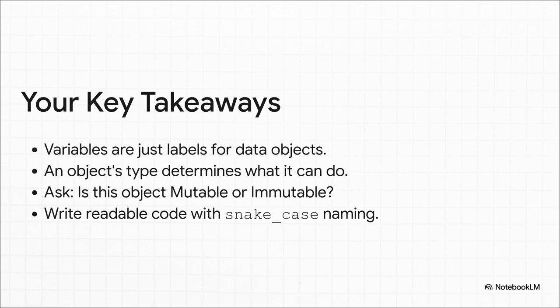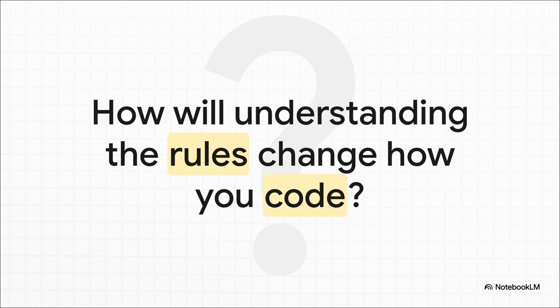Third, constantly ask yourself this one question. Is this data I'm working with mutable or immutable? Just asking that will prevent so many future bugs. And finally, write code for humans using snake case. With these ideas in your head, debugging is no longer a random guess. It's a logical investigation. So I'll leave you with this to think about.